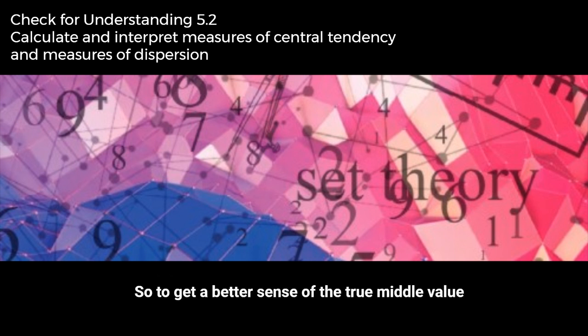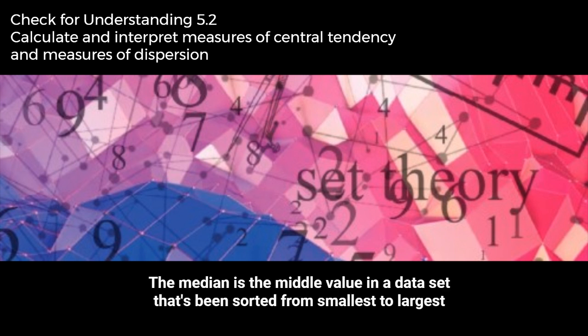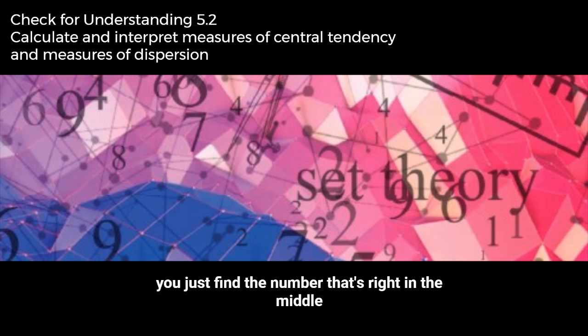So to get a better sense of the true middle value, we often look at the median. Okay, the median. So how's that different from the mean? The median is the middle value in a data set that's been sorted from smallest to largest. So instead of adding and dividing, you just find the number that's right in the middle.